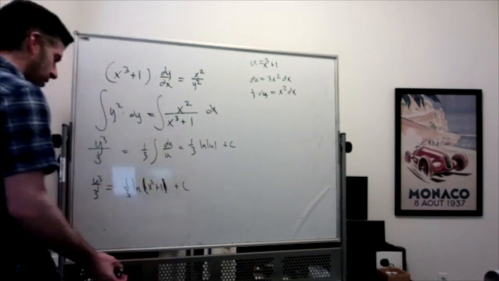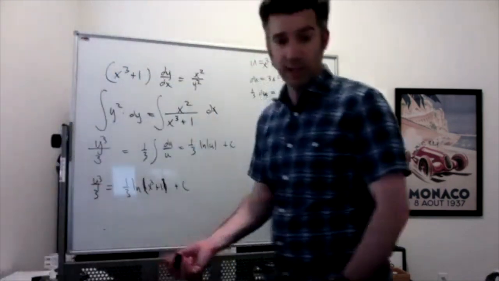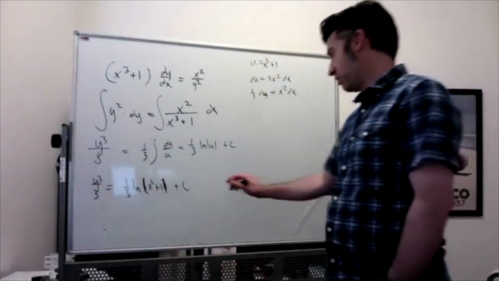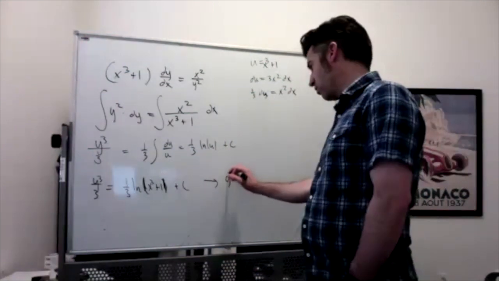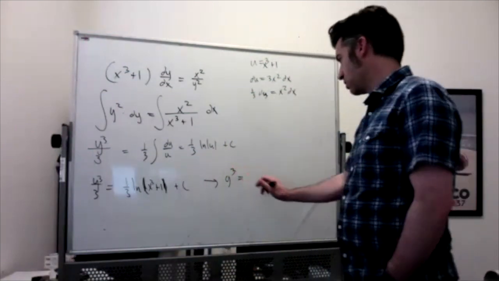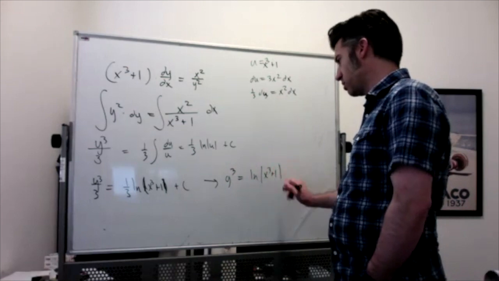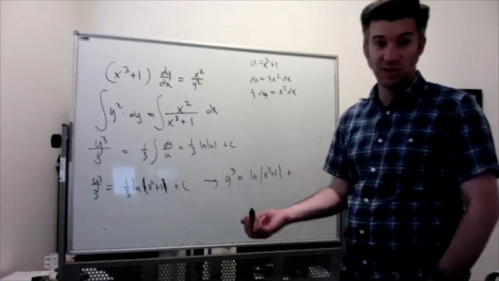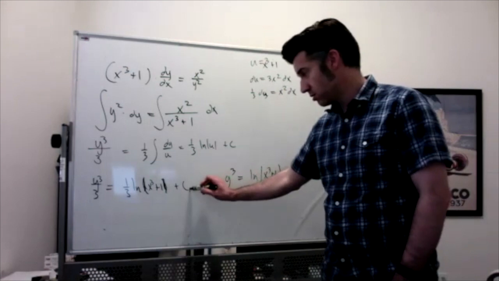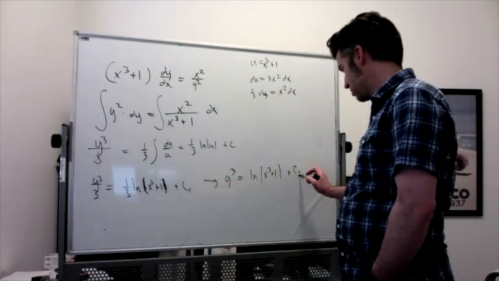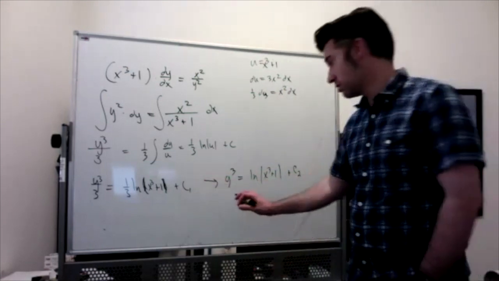plus C. And now it seems like it's pretty safe to multiply both sides by 3. So multiply both sides by 3, you get y cubed equal to the natural log of the absolute value of x cubed plus 1 plus 3C, which is just a new constant. And then finally take the cube root of both sides.